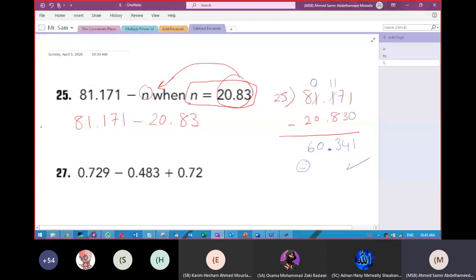So first of all, what shall we do? We subtract 0.729 minus 0.483. Excellent job. Equals 0.246. Then we plus 0.772. First of all, which rule do we follow here? The rule of order of what? Order of operations.